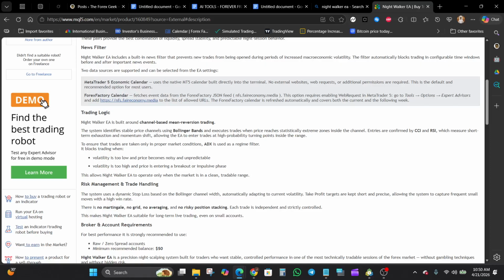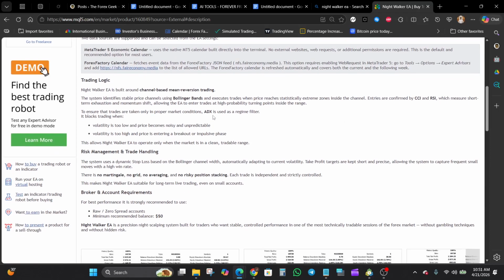Now, one key feature here is the ADX filter. All right, let me explain why that matters. ADX is basically used to measure whether the market is trending or ranging. So in this EA, if the market is too quiet and choppy, it avoids trading. Now, if the market is too strong and directional, it also avoids trading. So what it's really trying to do is isolate only clean, structured range conditions, which is exactly where mean reversion systems tend to work best.